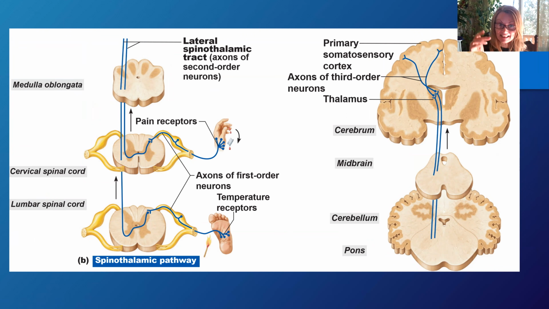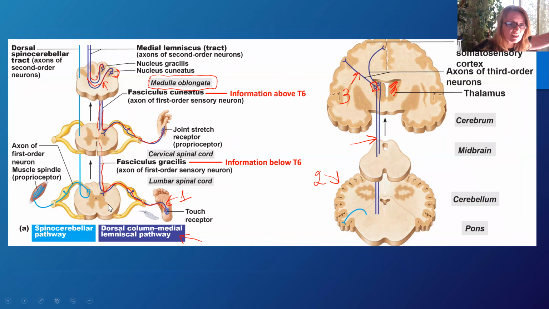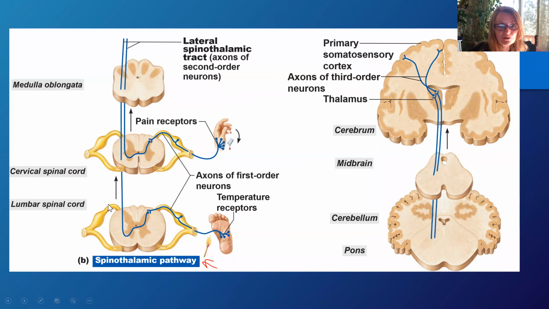Another ascending tract is the spinothalamic. This one is important because you feel pain and temperature. So if somebody is hitting you too much or cutting you or bringing matches to your skin, this temperature and pain is not going through the dorsal column medial lemniscus pathway. It goes through the spinothalamic pathway.